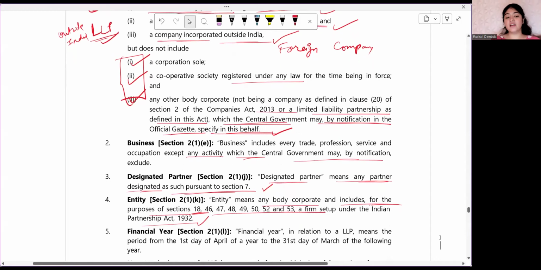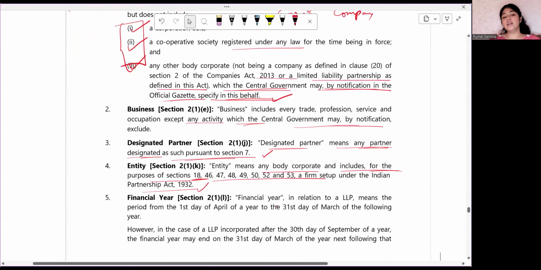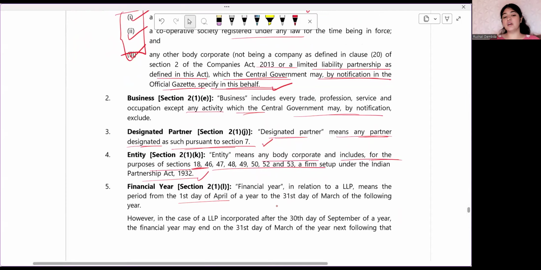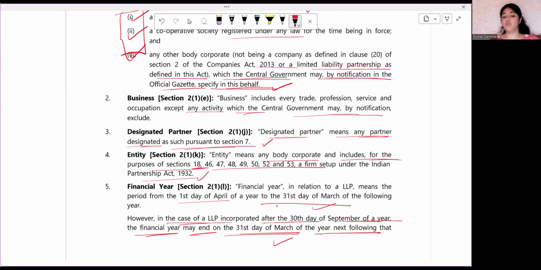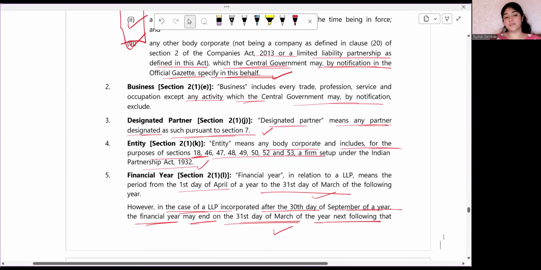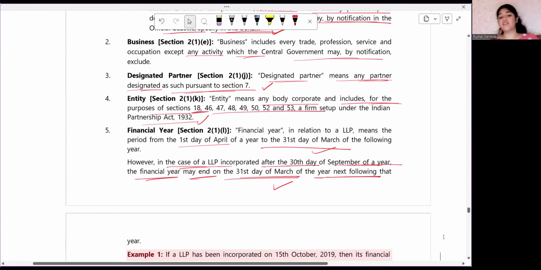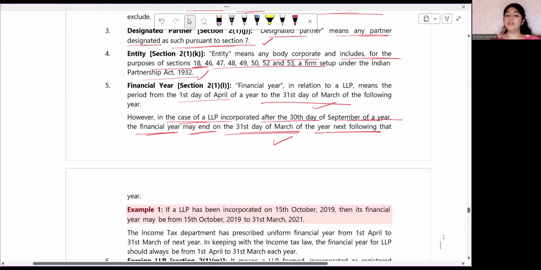Financial year. Your financial year in relation to LLP is the same as for the normal other entities, 1st April to 31st March of that financial year. However, in case of LLP incorporated after 30th day of September of a year, financial year may end on 31st day of March of the year following the next. Okay. So if you even start after 30th day of September, then also it will be applicable till the 31st March of the next following year. Not that particular year, of the next following year.